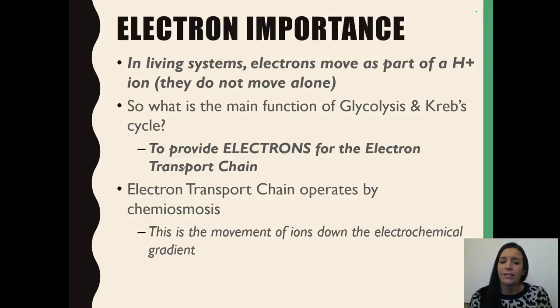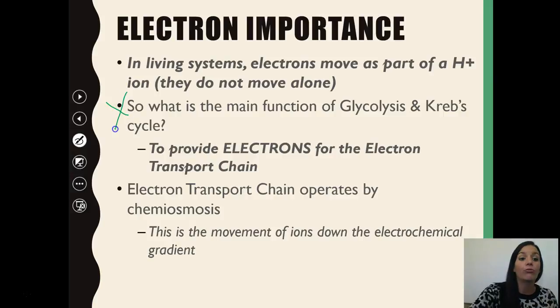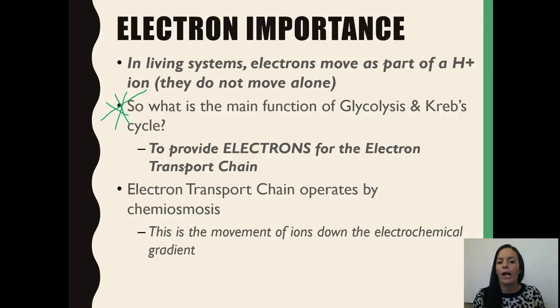So let's pause, talk a second about electrons. Electrons are super important to this next process. It's also important to note that electrons move as part of a hydrogen ion. They don't move alone. The main function of glycolysis and the Krebs cycle, and this is really important, you may want to highlight this, is to provide electrons for the electron transport chain.